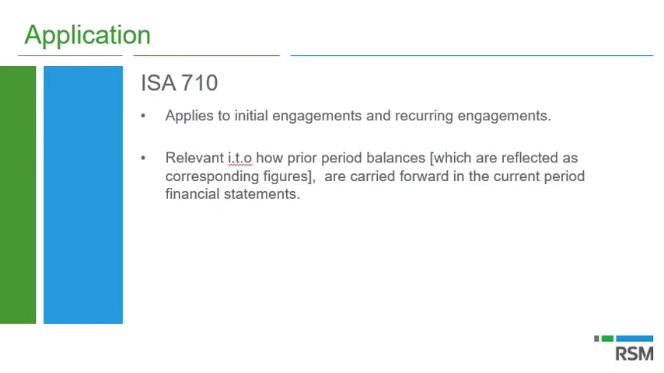Although ISA 710 deals with the auditor's responsibilities relating to comparative information in an audit of financial statements, the scope of ISA 710 also confirms that the requirements relating to opening balances as contained in ISA 510 are applicable, in addition to those contained in ISA 710, when the financial statements of the prior period have been audited by a predecessor auditor or were not audited. Therefore, ISA 710 applies to initial engagements and recurring engagements, and is relevant in terms of how those prior period balances, reflected as corresponding figures in the current period financial statements, have been carried forward in the current period.